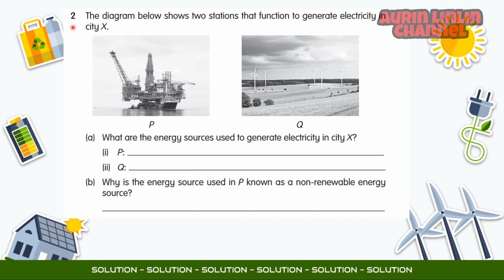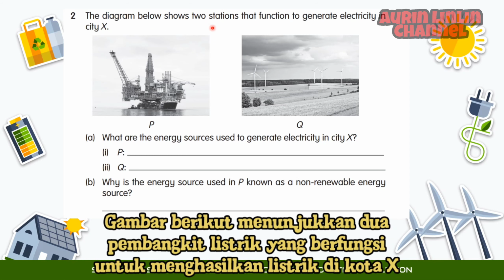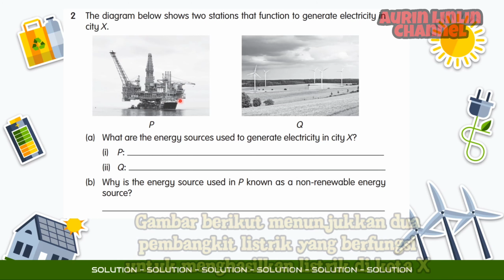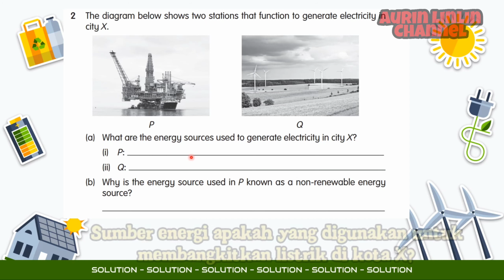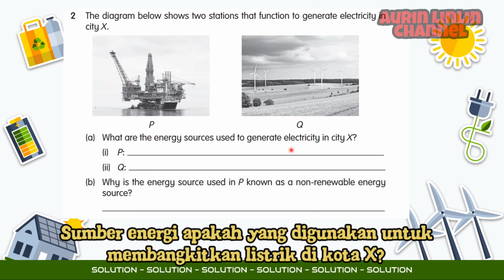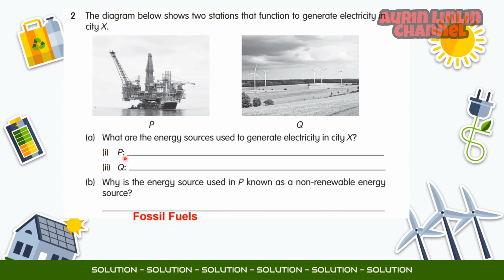Question number 2. The diagram below shows 2 stations that function to generate electricity in city X. This is picture P and this is picture Q. Question A. What are the energy sources used to generate electricity in city X? And from picture P, the source is from fossil fuels. And picture Q, the source is from wind.